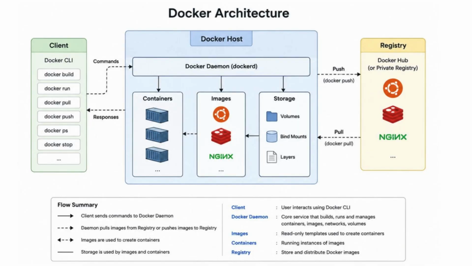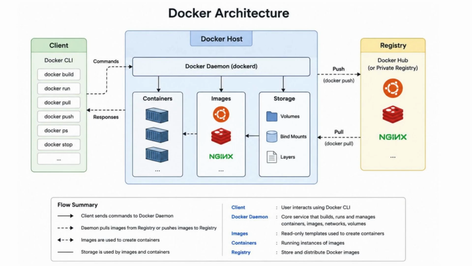Now let's understand Docker architecture. Docker has multiple core components. First, Docker Client. This is the command line interface where we run Docker commands. Second, Docker Daemon. The daemon handles building images, running containers, networking, and storage management.